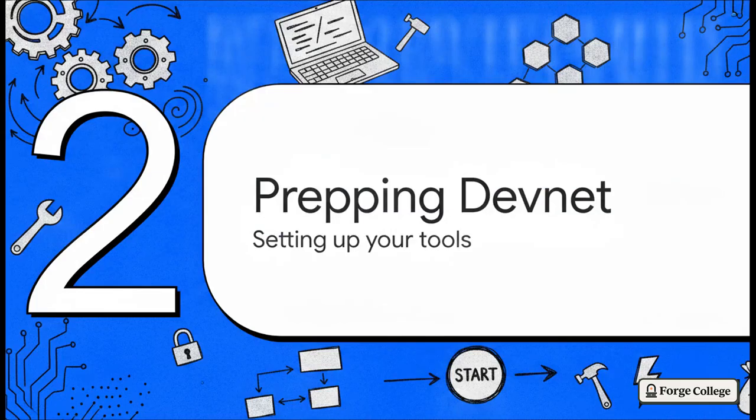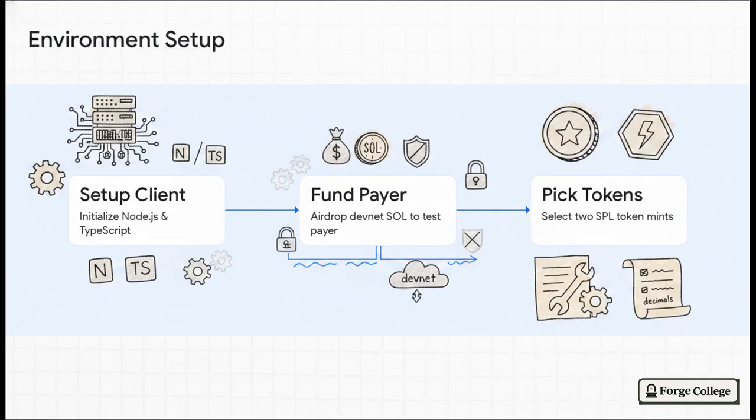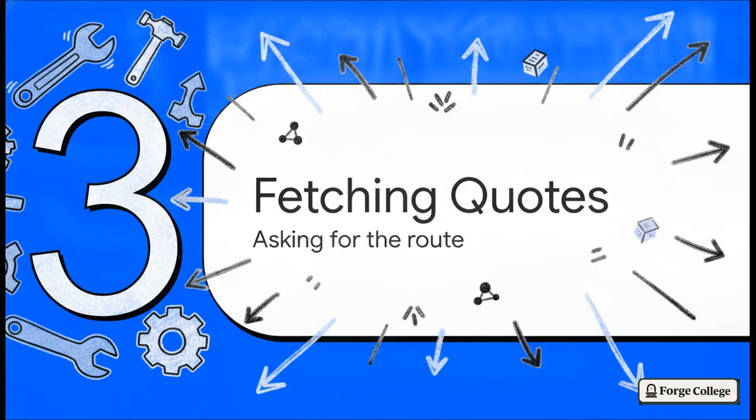Moving on to section 2, prepping your devnet environment. Before we start bolting things together, we gotta prep our workspace. First, initialize your Node.js and TypeScript environment. Next, and this is absolutely critical, you need to fund a temporary payer account with fake devnet SOL to cover your transaction fees. Please, never, ever use a mainnet key for this phase of development. Finally, pick 2 SPL token mints to practice swapping between. Make sure to record their mint addresses and decimals. It's honestly just like laying out your wrenches and orange gears perfectly on the drafting table before you build an engine.